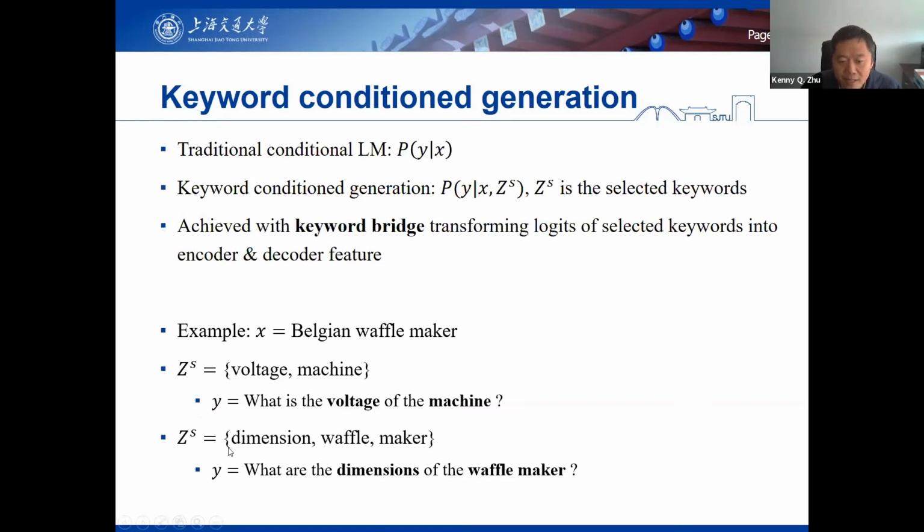Another example: let's say your context is still Belgian waffle maker, and the keywords are dimension and waffle maker. Then the generated question should be: what are the dimensions of the waffle maker? By the way, this X is also keywords taken from the original context, not the whole context, but the nouns, verbs, and adjectives that exist in that context.